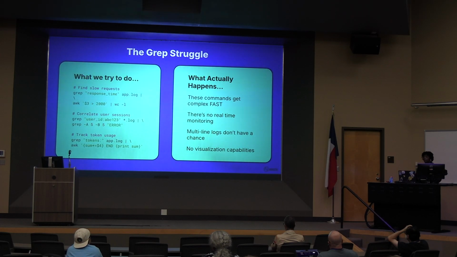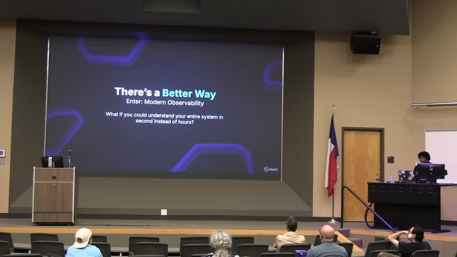And this is all just for one question. Is the LLM slow today for this one user? What if I wanted to compare models, track costs, or see trends? None of this works at scale. I mean, we've all written commands like this, right? That's not working on a wide scale. It's really small. But I promise there's a better way. That's when we enter modern observability.